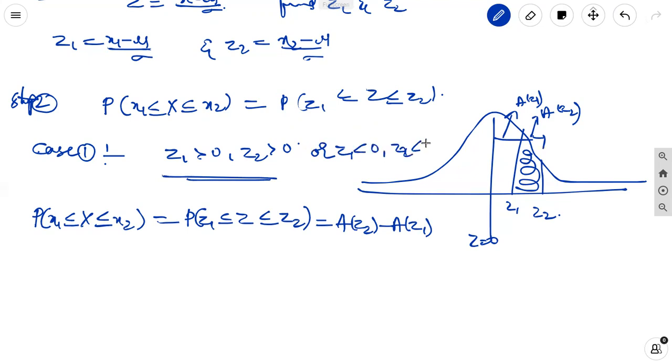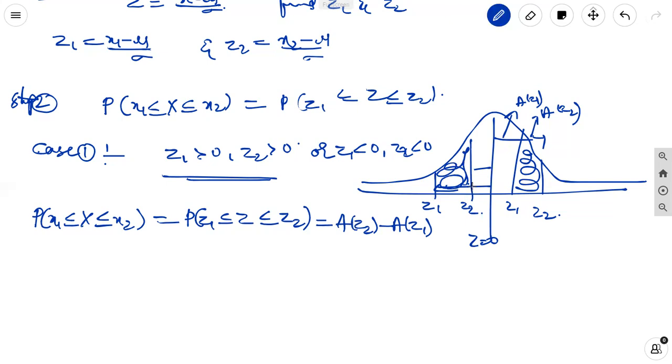If z1 is less than 0 and z2 is less than 0, suppose here it is z1, this is z2. How to find the area? It is area of z1 minus area of z2. This is the.